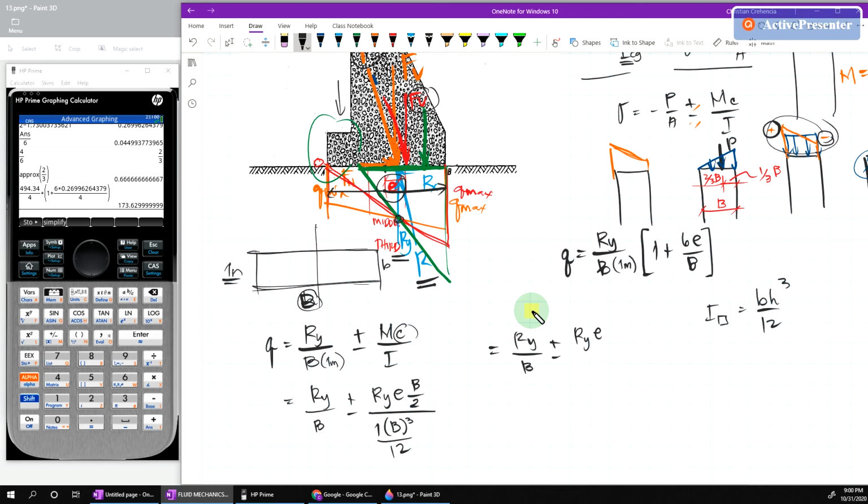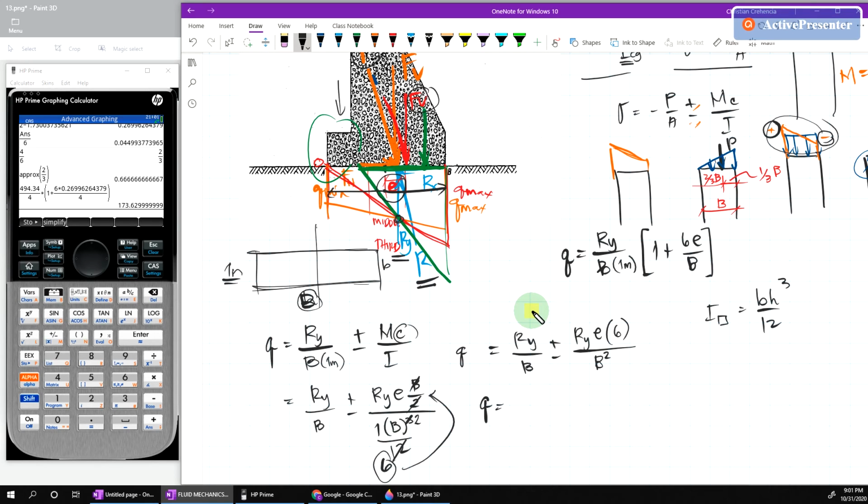Ito, pag kinancel natin, 2 over 2, then sa denominator over 12, so magiging 6 to. And etong 6 na to is pwede nating ilagay dun sa taas. Okay? Over 6. Then, sa denominator, cancel yung isang B. So, magiging B squared. Okay? Over B squared. So, ito yung ating Q.